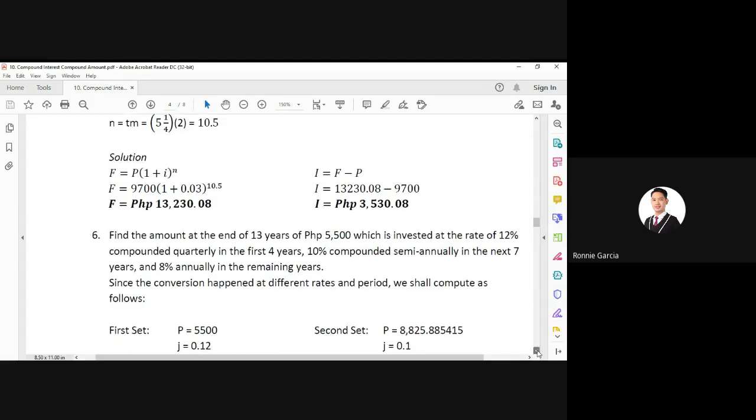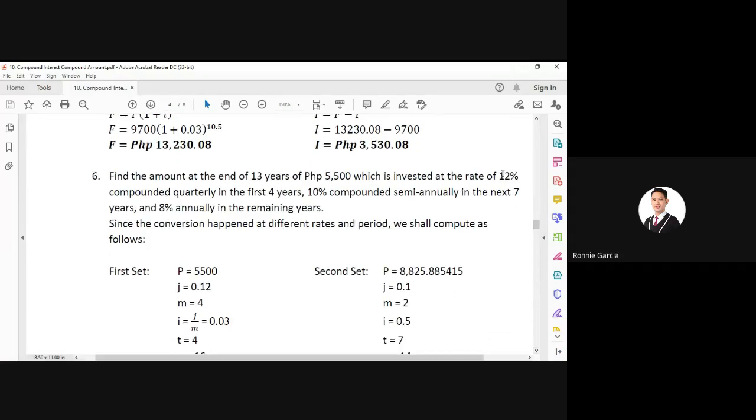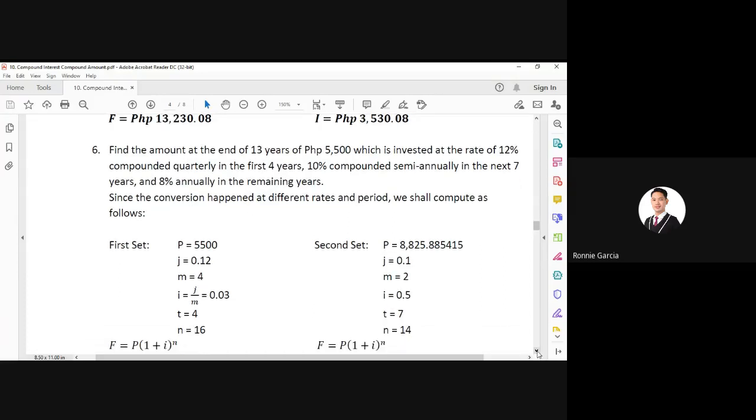First set: the first given 5,500, which is invested at the rate of 12% compounded quarterly for 4 years. Here, set your attention only on the first part. That will be called the first set. So that's 5,500. Our J or nominal rate is 12%, compounded quarterly, our M is 4, for the first 4 years. So 4 years is the term. Now compute I, and then compute N. T times M, 4 times 4, 16. Our I is 0.12 divided by 4, that's 0.03.